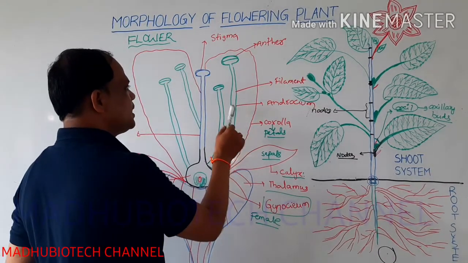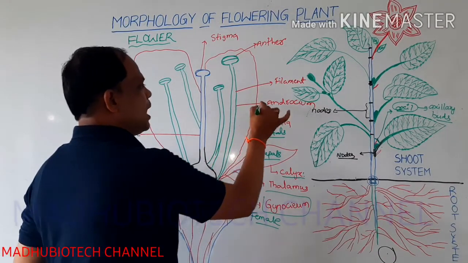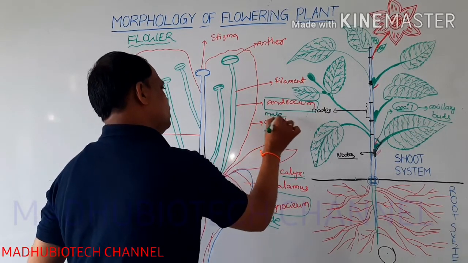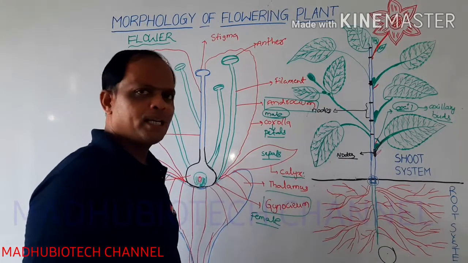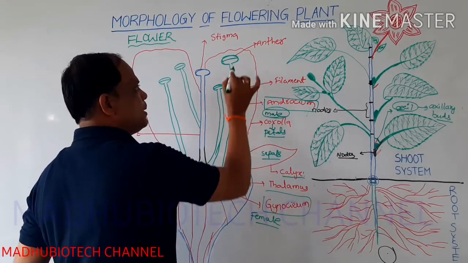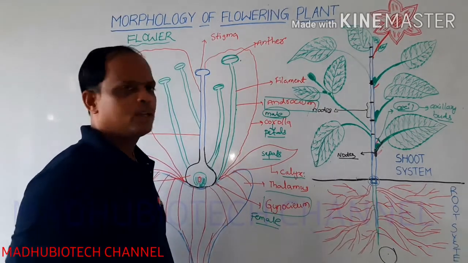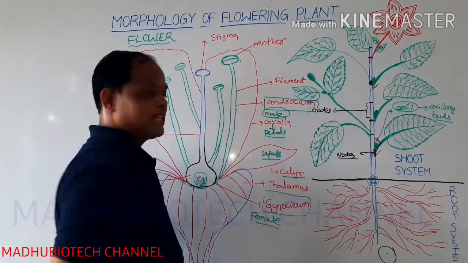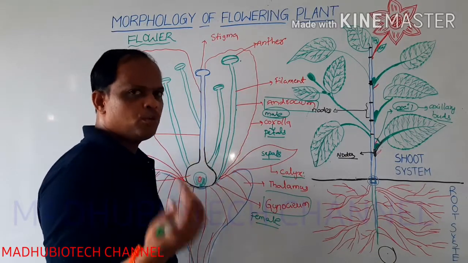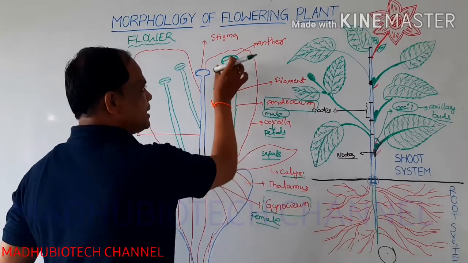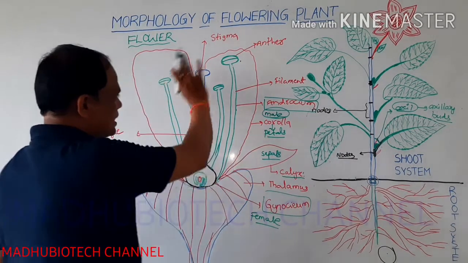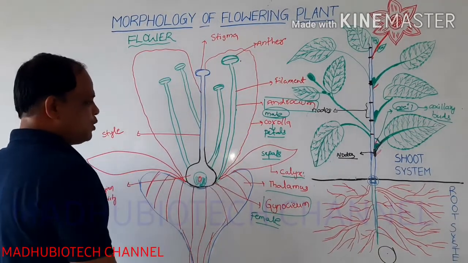And the next one is the androecium. Androecium is also called the male reproductive organ. And it can contain two parts, one filament and one anther. The anther can contain single lobes, and single lobe is monoecious, and it can contain dioecious. Okay, so this is the structure of the flower.